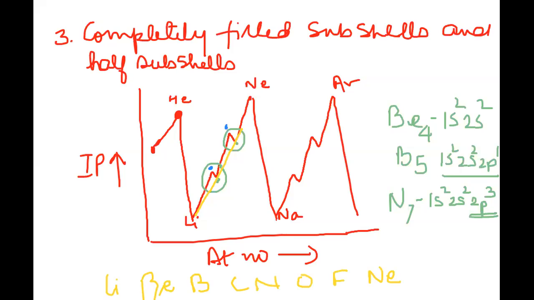Okay. In this case, if you take the values in terms of kilojoules per mole, the value for carbon is around 1086 kilojoules per mole. All right. For nitrogen, it becomes 1402 kilojoules per mole. And for oxygen, it is 1314 kilojoules per mole.